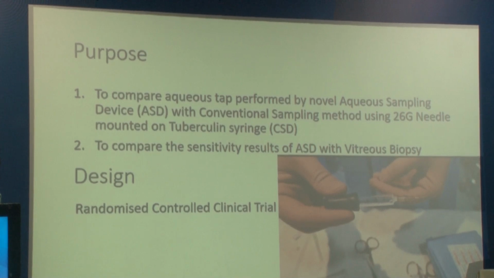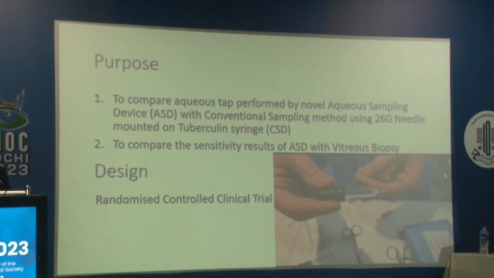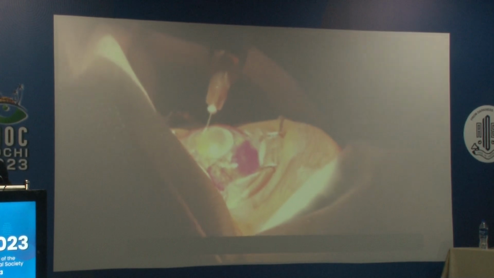The purpose of the study was to compare aqueous tap performed by a novel aqueous sampling device, which we call AST, with the conventional sampling method using a 26 gauge needle mounted on a tuberculin syringe, which is the CST group, and to compare the sensitivity results of AST with vitreous biopsy. The design is a randomized controlled clinical trial. So this is how it is being done.